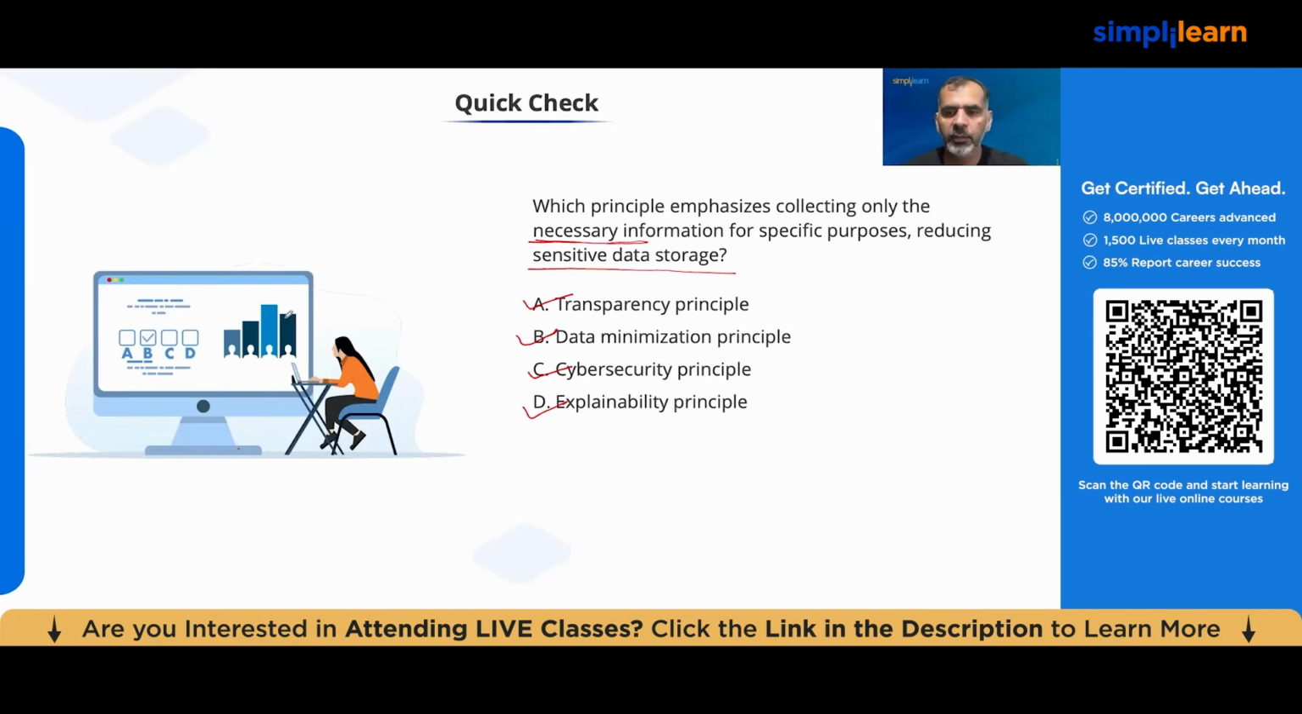You should not collect information which is not required for the application or for the use case that you are solving. In that way, you only collect minimum information and you store minimum information. It's not good to store sensitive data in a huge amount, because if any data breach happens, you lose the trust of the customer base. So the right option is B. That's correct.